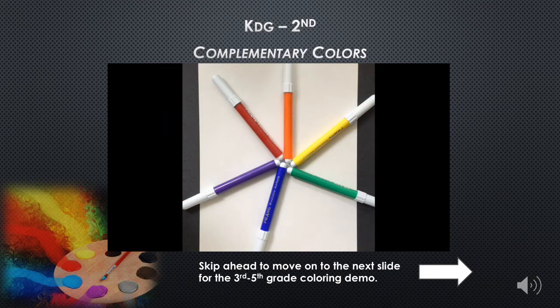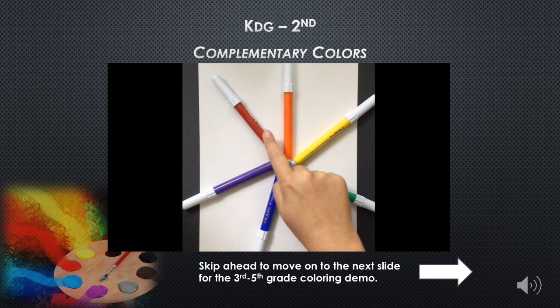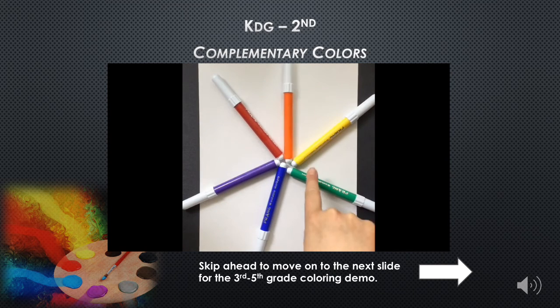We are going to color your silly monsters. Before we start coloring, let's review. I have my markers set up in the order of the color wheel. It's a rainbow in a circle. Red, orange, yellow, green, blue, and purple.